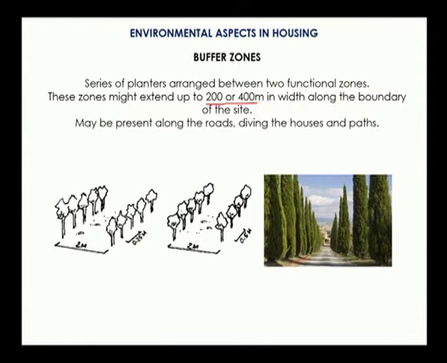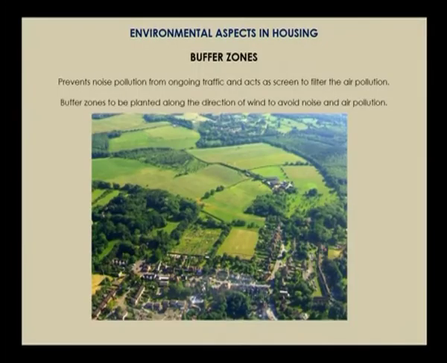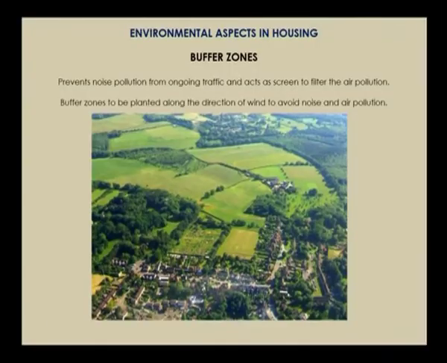So, what could be done with just the row of trees over here? Does it make any difference? Yes, of course. This acts as a natural filter. Buffer zones prevent noise pollution and air pollution. This row or avenue of trees acts as a visually pleasing environment. It also screens the polluted air that comes into your site and filters the noise pollution. Buffer zones should be planted along the direction of wind to avoid noise and air pollution.